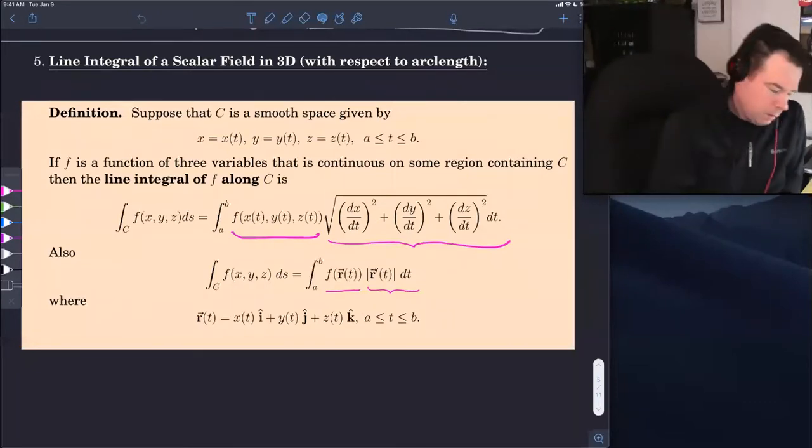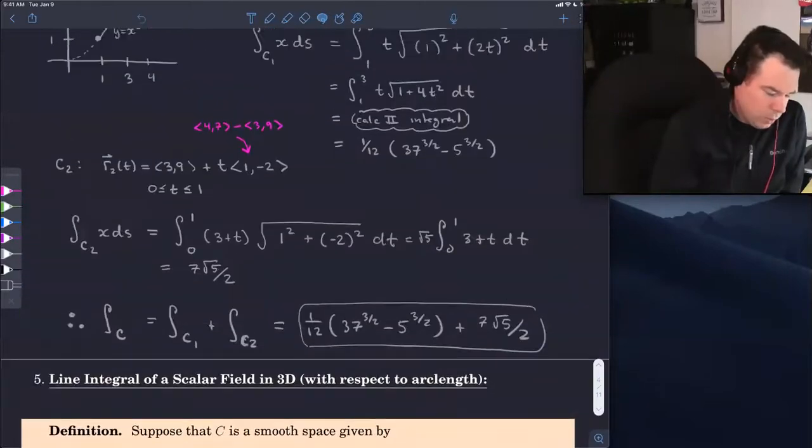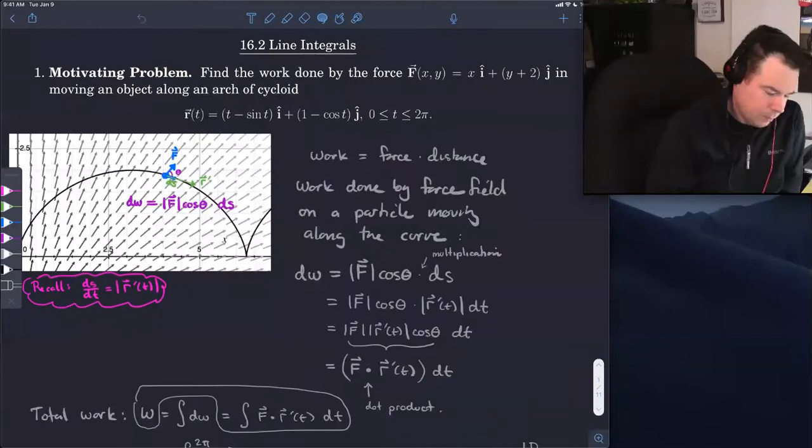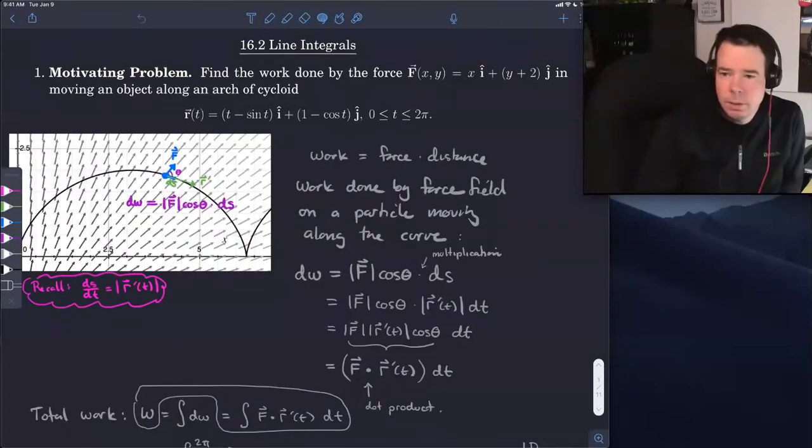We're in section 16.2 right now, so I'll just scroll back up to the top of the notes. We're looking at what are called line integrals. So we've been mostly focusing on, in chapter 15, integrating over regions in the plane or integrating over regions in space. Now we're integrating over curves.